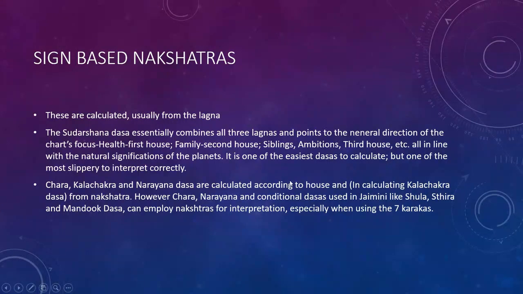But this is one of the most slippery to interpret correctly, because you're looking at all aspects of your life, your soul, your mind, and your body going through major changes during each of these periods. The Chara, Kala Chakra, and Narayana Dasha are calculated according to house, and Kala Chakra Dasha is calculated from Nakshatra. However, Chara, Narayana, and conditional dashas used in Jaimini like Shula, Sthira, and Mandooka Dasha can employ nakshatras for interpretation, especially when using the 7 Chara Karakas.